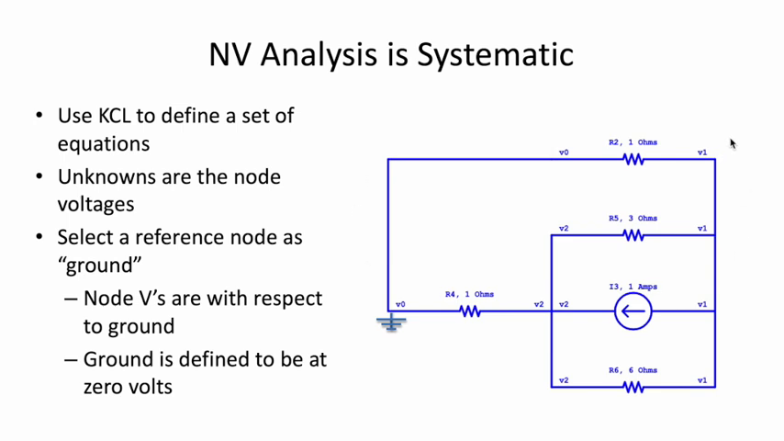Okay, so this technique is systematic. We're going to use Kirchhoff's current law at the various nodes in order to define a set of equations that we'll solve simultaneously. The unknowns that we solve for are the node voltages. We begin by selecting one node as a reference node, referred to as ground. All the node voltages are with respect to ground, and ground is assumed to be at 0 volts, so we don't actually have to solve for it.